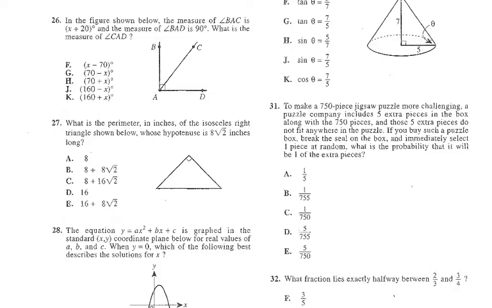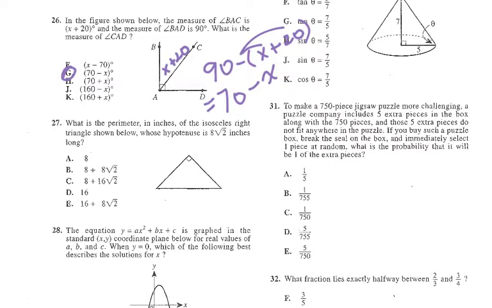For number 26, we know the angle BAC, that's x plus 20 degree. The BAD, that's a 90 degree. What's the measure of CAD? So you're using the 90 minus x plus 20. Therefore, you will get the 70 minus x. That is G, because you do the distributive property for that.